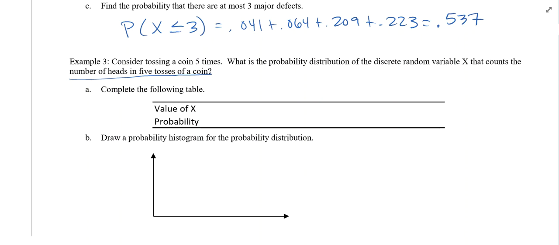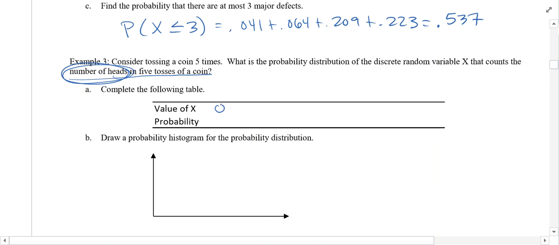So tossing a coin, we're looking at x as the number of heads in 5 tosses of a coin. So what are the possible values of x? If we toss the coin 5 times, what are the number of heads that I can get? We can have 1, 2, 3, 4, 5, and don't forget 0. I feel like a lot of students end up forgetting 0. So we can have 0, 1, 2, 3, 4, or 5 heads.